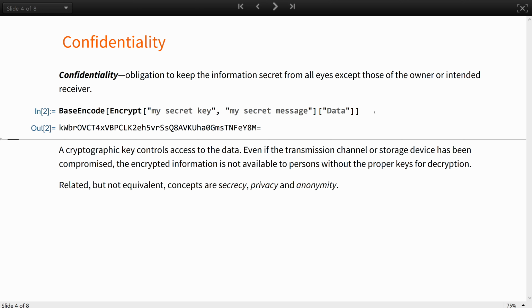A cryptographic key controls access to the data. Even if the transmission channel or storage device has been compromised, the encrypted information is not available to persons without the proper keys for decryption. There are numerous approaches to providing confidentiality, ranging from physical protection to mathematical algorithms that render data unintelligible. Related but not equivalent concepts are secrecy, privacy, and anonymity.